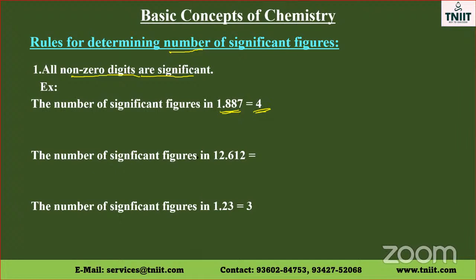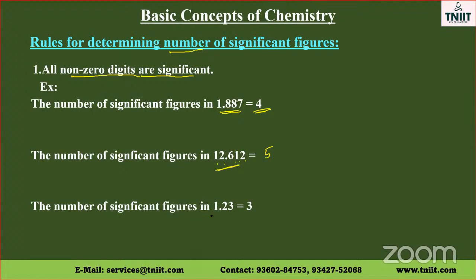The second example, the number of significant figures in 12.612. Here you can observe there is no zero. So all the numbers are non-zeros, and all the non-zero digits are significant. How many non-zero digits do we have? 1, 2, 3, 4, and 5. Therefore, the number of significant figures in this number is 5.